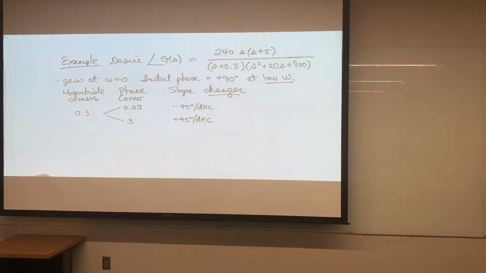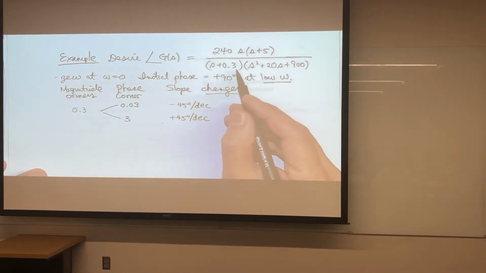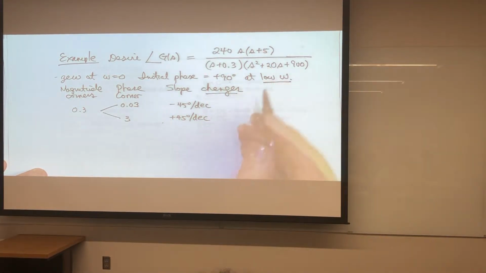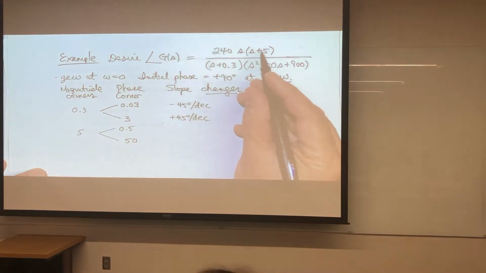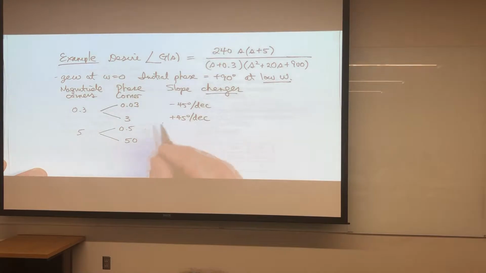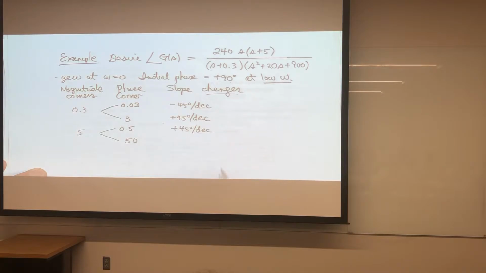So there are 2 changes we have to deal with. Another corner is 5. Omega equal to 5 in the magnitude plot. But in the phase plot, that means there's going to be 2 corners. One at 0.5 and one at 50. This is a 0. So at the first corner, the change is going to be plus 45 degrees per decade. And then at this corner, it flattens out again, so the change is negative 45 degrees per decade.